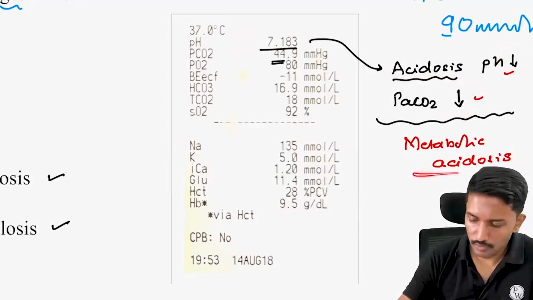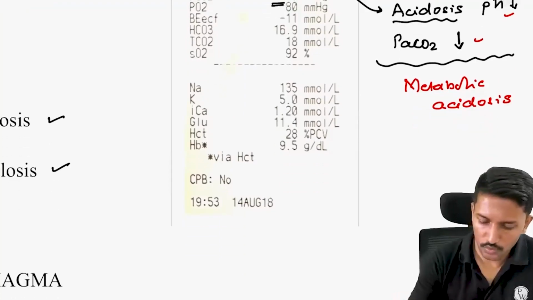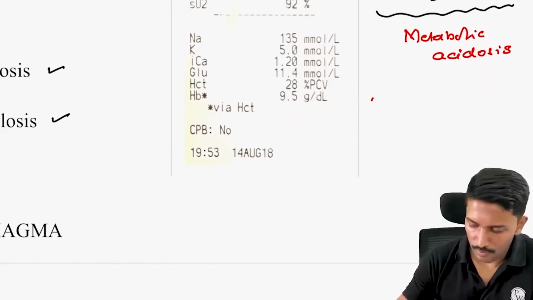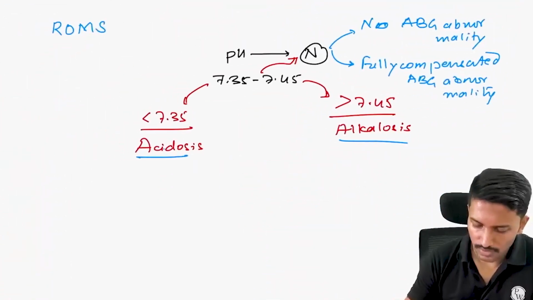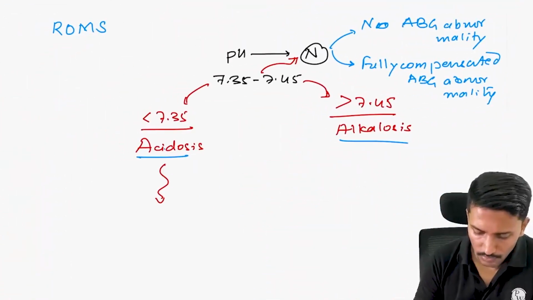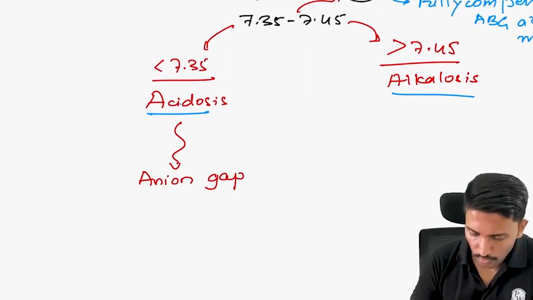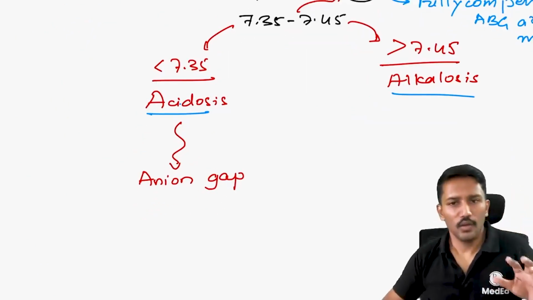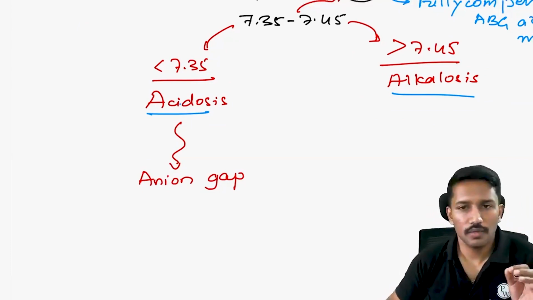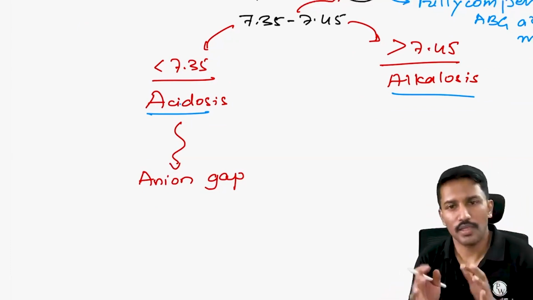Now if it is a case of metabolic acidosis, we need to also calculate the anion gap, right? So if it is metabolic acidosis, we have to calculate the anion gap. Now what is the formula for anion gap? Anion gap is basically the difference between the measurable cations and measurable anions.